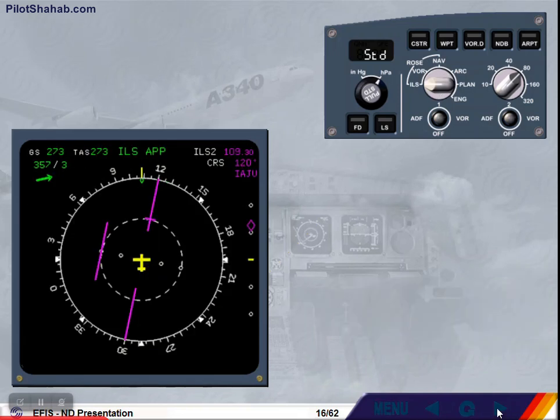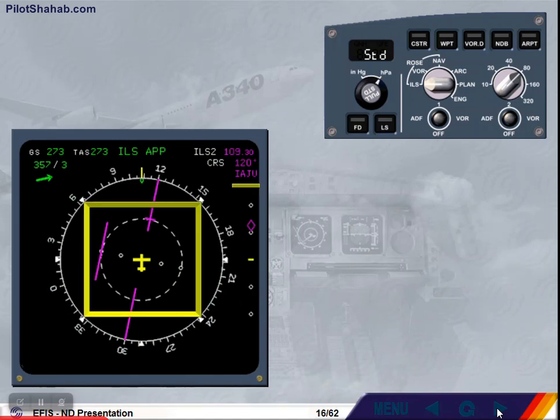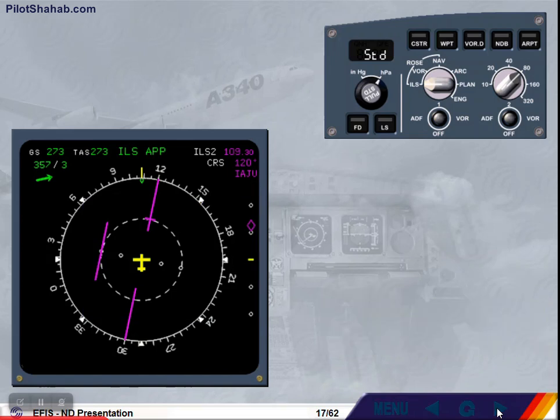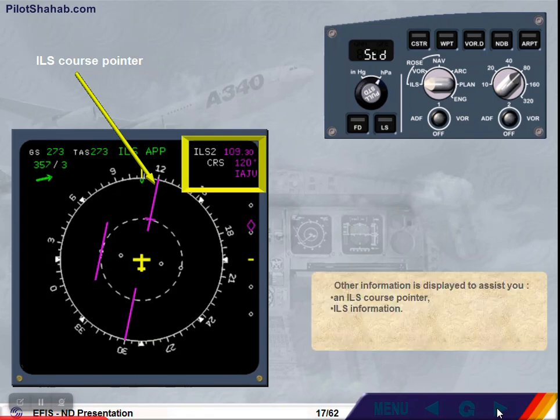The ROSE ILS mode is a raw data mode providing standard localizer and glide slope deviation bars. Other information is displayed to assist you. An ILS course pointer, ILS information. Select ROSE VOR mode.